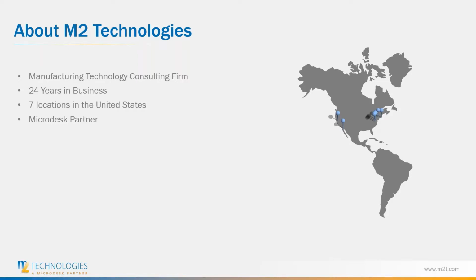So we here at M2 Technology, we've been around for a while. We are a technology consulting firm, and we've got offices all over the US and a couple overseas. We've been in business for roughly 24 years or so, and we are a Microdesk partner. What that means is that M2 Technologies is focused on the manufacturing industry, and Microdesk focuses more on civil and architectural industries. Together, the marriage between the two companies gives us an effective way to provide you, our customers, with expertise in your industry, regardless of what that industry might be.